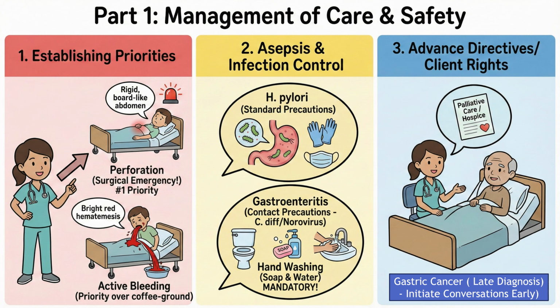Gastroenteritis: if a patient has norovirus or C. diff, you are on contact precautions. Hand washing with soap and water is mandatory. Alcohol sanitizer won't kill C. diff or norovirus spores. For the third topic, advance directives and client rights, gastric cancer. Because this is often diagnosed late, the prognosis can be poor. You need to be comfortable initiating a conversation about palliative care and hospice early.